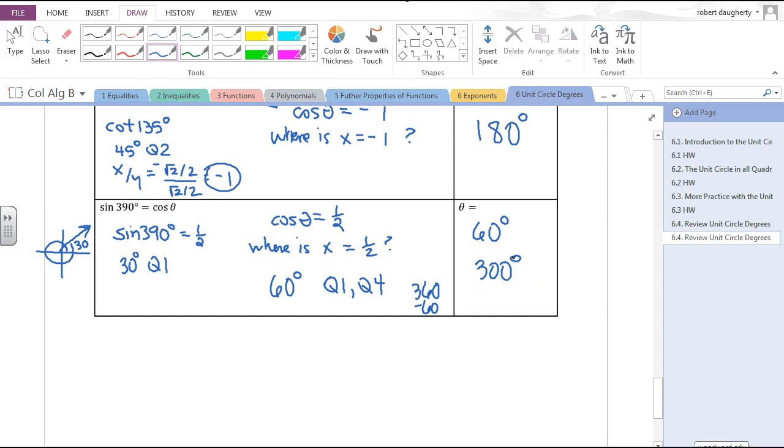Pretty straightforward, but guys, you got to know the unit circle. You got to know the definitions of the trig functions. Sine is y, cosine is x, tangent is y over x. You got to know cotangent, cosecant, secant. You got to be real comfortable with these plus or minus signs and where they are in the unit circle.